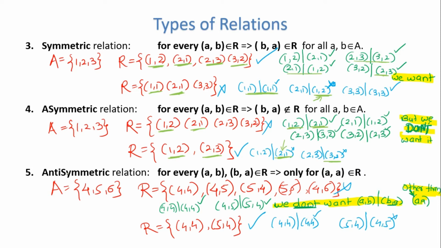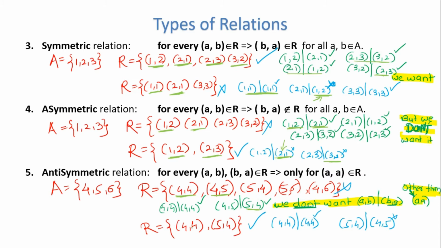Next type of relation is anti-symmetric relation. Now in this type of relation, for some of the pairs, you will have their mirror image in the relation, but for some of the pairs you don't have their mirror image in the relation. For example, set A has elements 4, 5, 6 and relation R is (4,4), (4,5), (5,4), (5,6) and (4,6). Now in this, I want the mirror image only for ordered pairs where both places have the same number. Apart from that, I should not have the mirror image of the rest of the elements in my relation. So except this entry, for (4,5), I don't want its mirror image in the relation, but that is present in my relation. So this relation is not anti-symmetric relation.